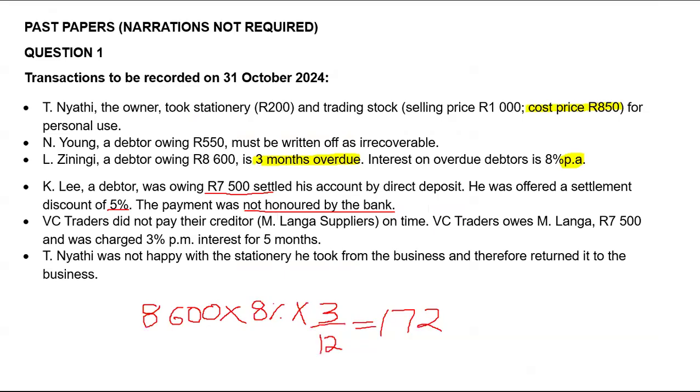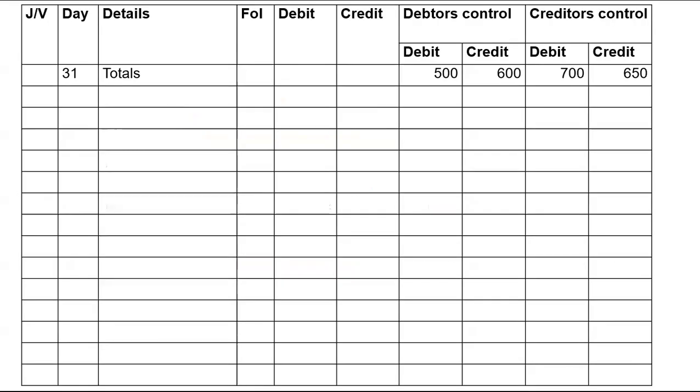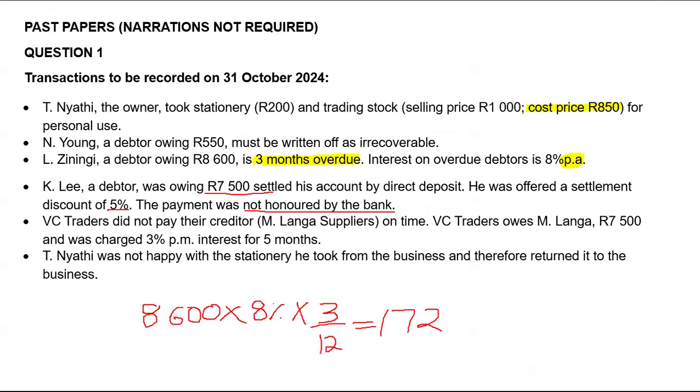The next point. VC Traders did not pay their creditor, that is us, which is Mlanga Suppliers, on time. VC Traders owes Mlanga 7,500 and was charged 3% per annum. That is not per annum, actually, it's per month for 5 months. We owe Mlanga 7,500 and Mlanga charged us interest.